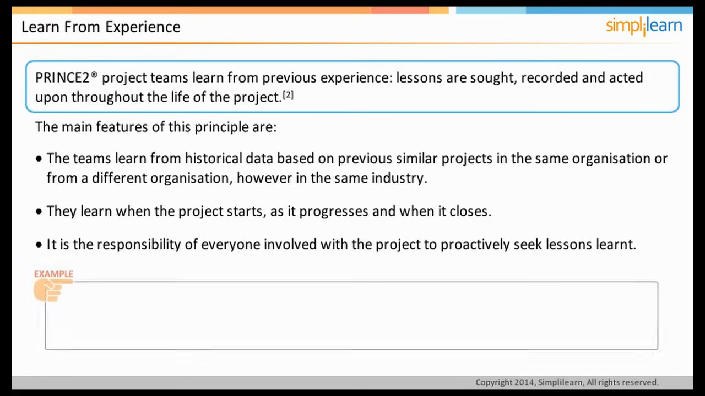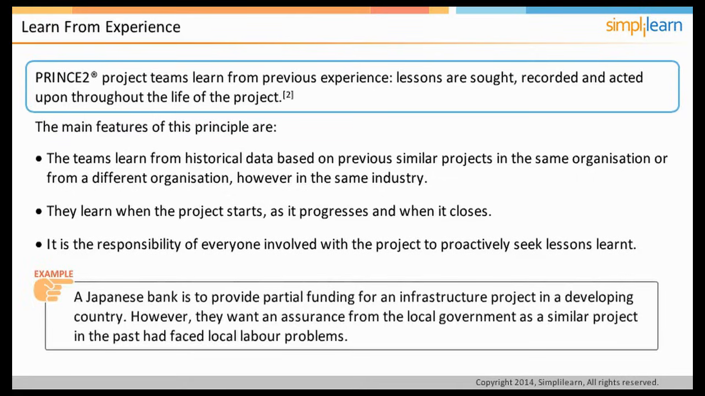For example, a Japanese bank is to provide partial funding of an infrastructure project in a developing country. However, they want an assurance from the local government as a similar project in the past had faced local labor problems. The next principle we will discuss is defined roles and responsibilities.